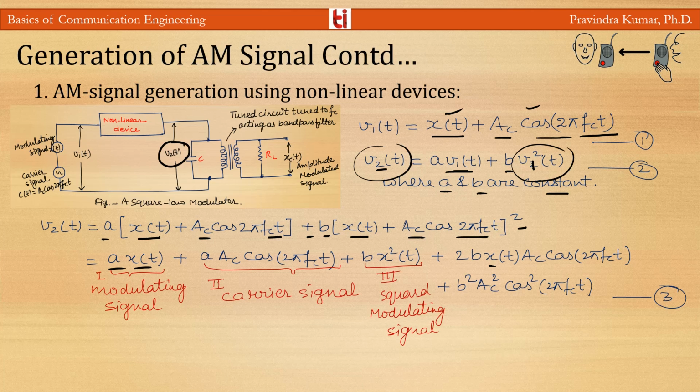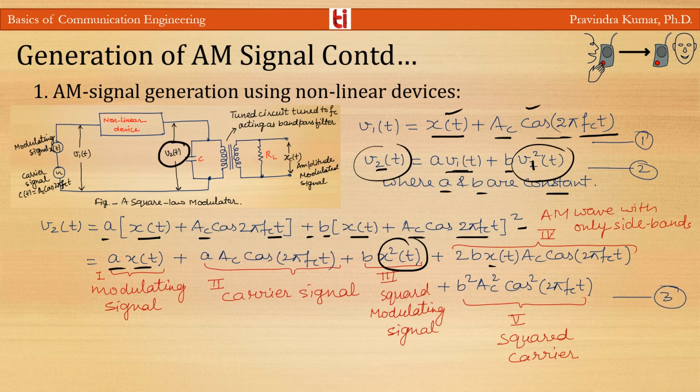The third term is the squared modulating signal, x squared(t). The fourth term is the AM wave with only side bands, and the fifth term is the squared carrier. Here only the second and fourth terms are useful, whereas the remaining terms are not useful.